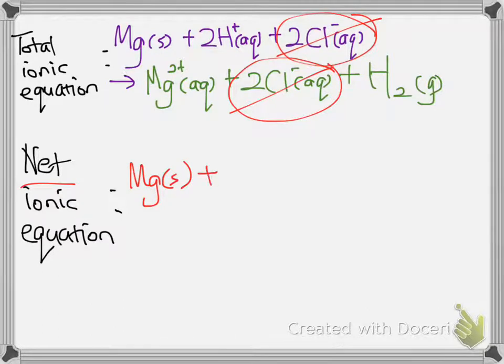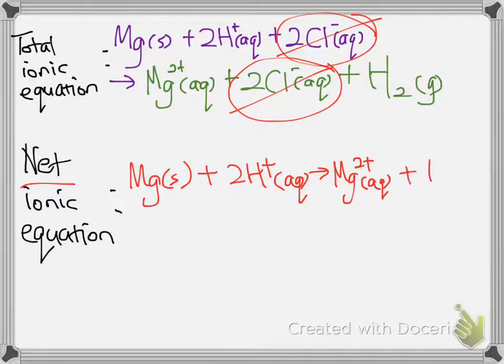reacting with 2H+ to give you Mg2+ (aq) plus hydrogen gas. And this is your net ionic equation for this reaction.